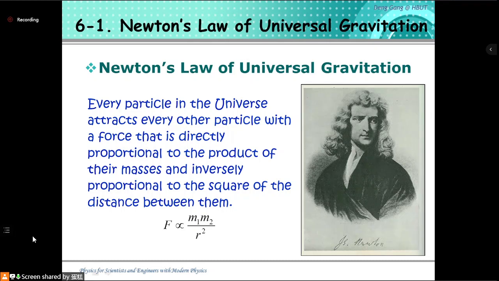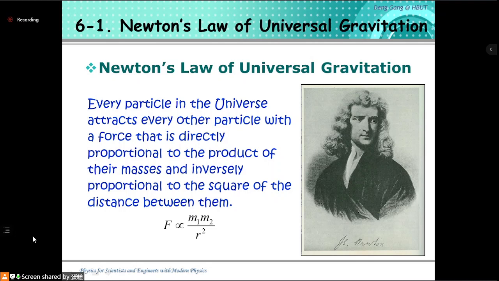The acceleration is inversely proportional to the square of the distance. According to Newton's second law, if the acceleration is inversely proportional to the square of distance, the force must be inversely proportional to this, right? And the force should be proportional to the mass according to Newton's second law. So it should be proportional to the product of their masses, because according to Newton's third law, if it is proportional to m1, it must be proportional to m2, because the force from m1 to m2 should be equal to the force from m2 to m1.